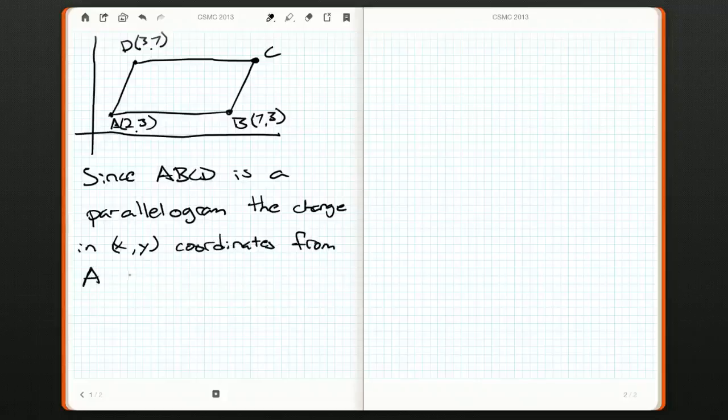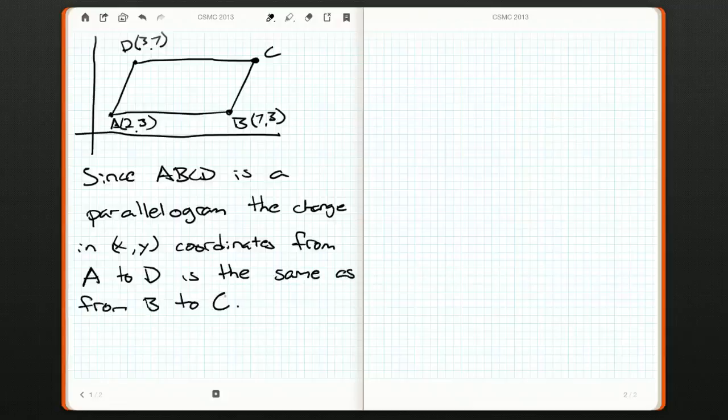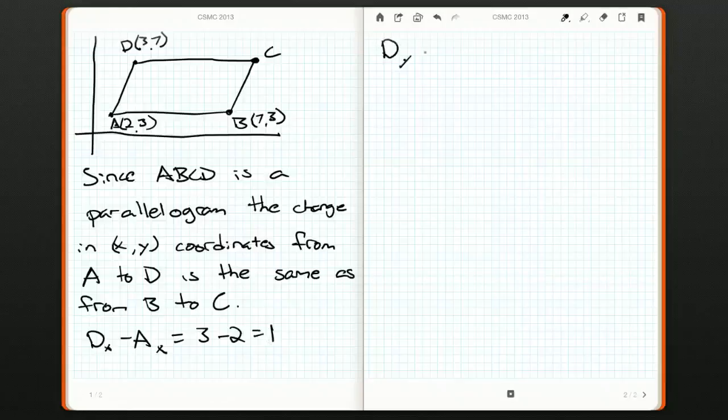So we're just writing down what I've already stated. The same way we get from A to D in terms of changing our x, y coordinates is the same way we get from B to C. The x coordinate of D minus the x coordinate of A: 3 minus 2 equals 1. The y coordinate of D minus the y coordinate of A: 7 minus 3, which is 4. I had a little lapse in concentration there.